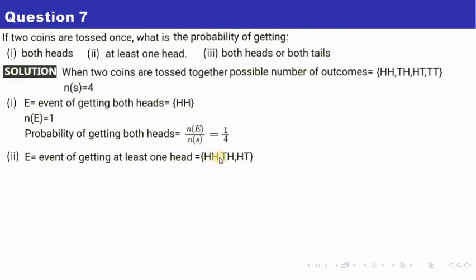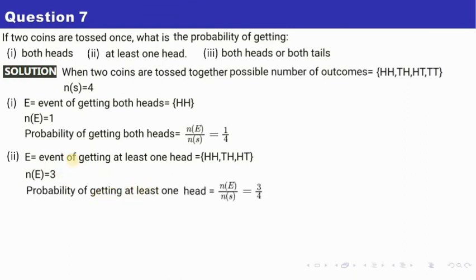So that's why I have taken these 3 cases here. We cannot take T and T because in T and T we have not got any heads, right? So that's why at least one head appears only in these 3 cases. So how many pairs are there here? We have got 3 pairs, so n(E) will be 3 in this case. So the probability of getting at least one head will be n(E) by n(S), which is 3 by 4.